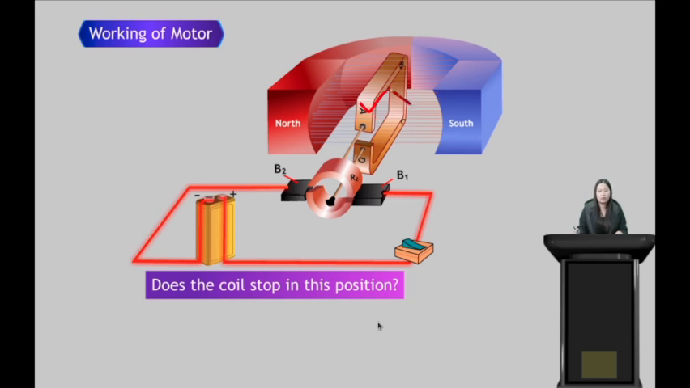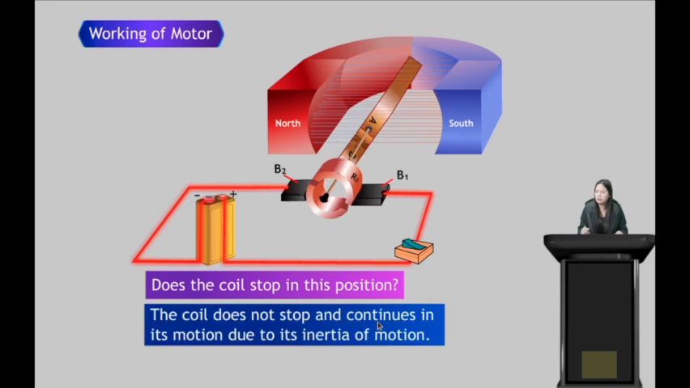Will this coil stop rotating in this position? No, right? It keeps rotating. So the coil does not stop and continues in its motion due to its inertia of motion. So in this position, the coil does not experience force because the current is disconnected. There is no connection between this brush and ring, so the current does not flow. But this coil does not stop rotating, but continues its motion due to inertia of motion.